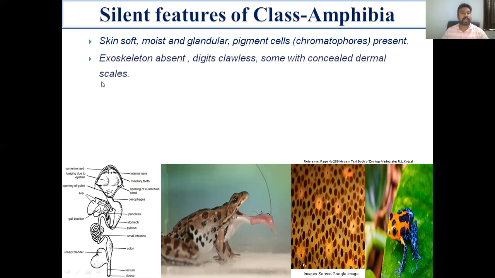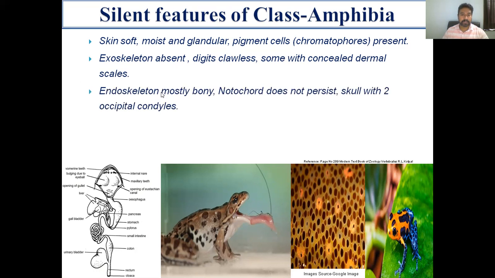The exoskeleton is absent because they are respiring with the help of the skin. They do not have any exoskeleton. The digits are clawless, but some concealed dermal scales are present. The endoskeleton is mostly bony. The notochord does not persist because the notochord is converted into the vertebral column, and the skull has two occipital condyles, which articulate with the first cervical vertebra.